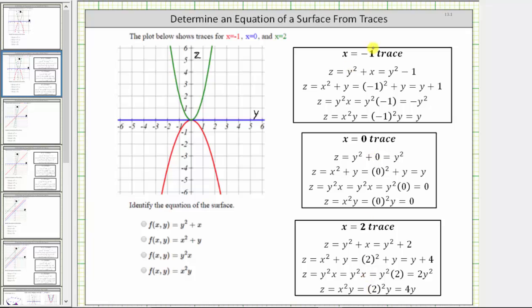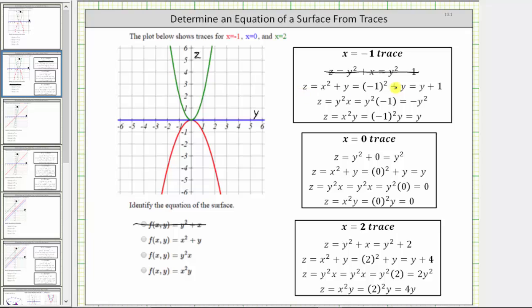Let's start with the x equals -1 traces and see which is graphed. Well, here we have z equals y squared minus 1, and again, because this is the y-axis and this is the z-axis, this would be a parabola that opens up, shifted down 1 unit, which is not graphed, which means the surface cannot be the first function, z equals y squared plus x. Let's go ahead and cross this off here, as well as here.